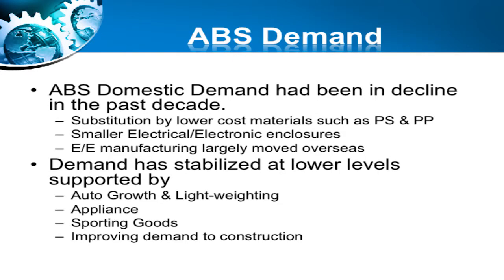Overall, demand has been in decline in the past decade. It's seen substitution from products like polystyrene and polypropylene, although polystyrene in its recent escalation has sometimes exceeded what you can get in terms of imported ABS, but we also have smaller footprints in terms of the kinds of electronic enclosures that we used to have, and a lot of that has moved overseas. Certainly we've seen some stabilization in demand based on application into automotive. Appliance has improved a bit, and we're seeing improving demand to construction as the housing market has seen some improvement here.